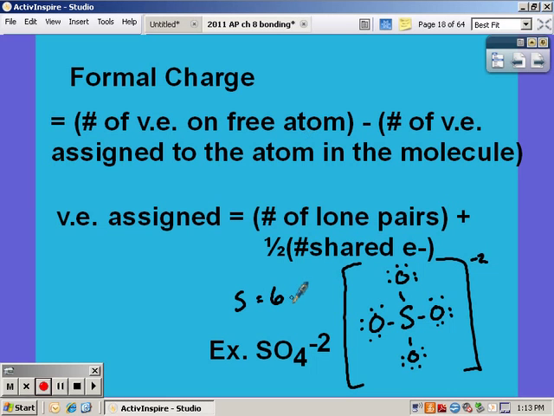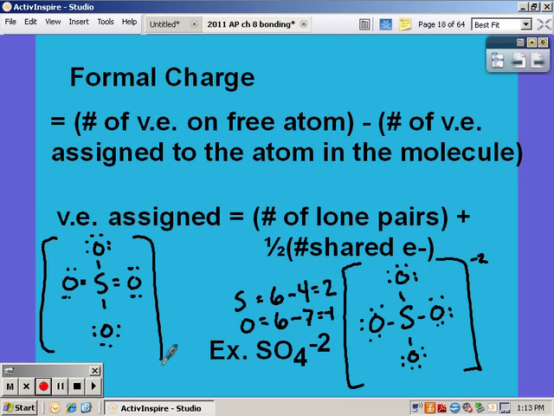Sulfur doesn't have any lone pairs, but it has 4 bonds. So that's 1, 2, 3, 4 shared electrons then. So it has a formal charge of 2. While each oxygen also normally has 6 valence electrons, it has 6 plus 1 from each bond. So that's 7. So oxygen has a formal charge of -1. The formal charges need to add up to the charge on the ion, and you want the more electronegative atom to have the negative charge.